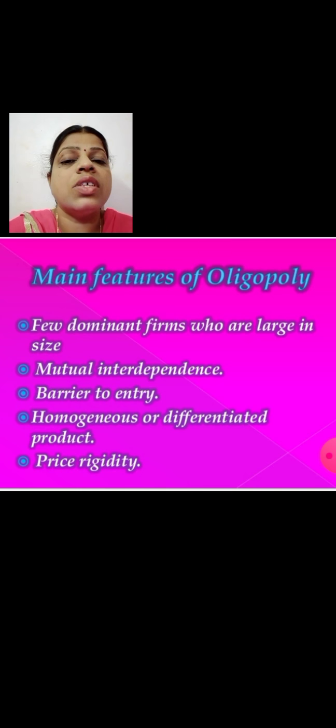So children, we have discussed the types of market I mentioned: perfect competition, monopoly, monopolistic competition, and the next one, oligopoly. So these are the various types of markets and their characteristics.